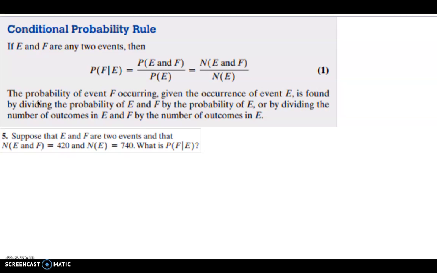Okay, here is the conditional rule for probability. If E and F are any two events, the probability of F given E is the probability of E and F divided by the probability of E, or the number of outcomes in E and F divided by the number of outcomes in event E. And that's explained in the text below.